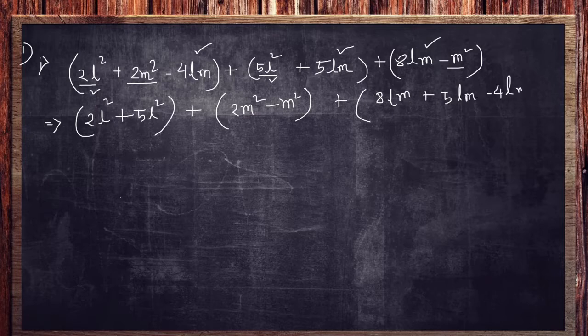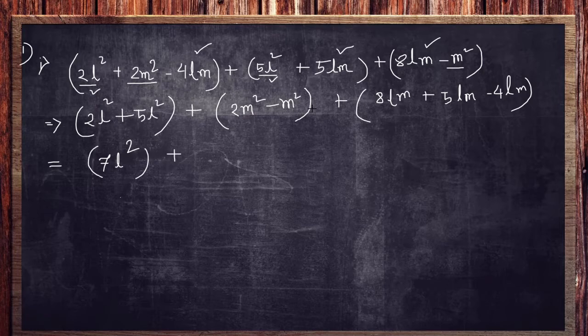So as you can see, all the placing and grouping is completed. Now all we have to do is calculation between same terms. As you can see, L square and L square are there, so we can write it as 5 plus 2, 7L square. Alright, that is the first term.